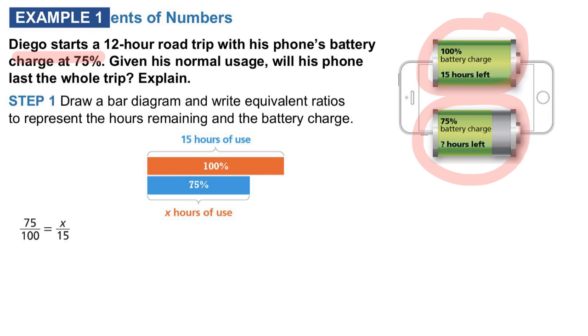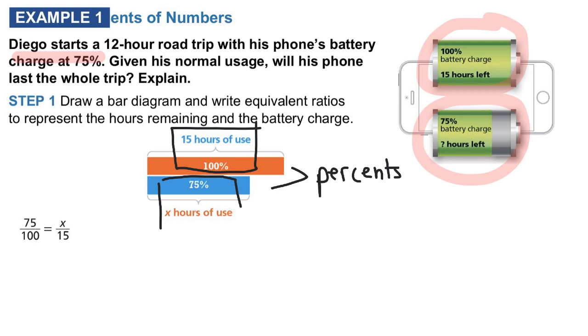The percents are in the center, with 100% being the total, 15 hours of use. So these two go together, but he only has 75%, which is how many hours of use. Now it clearly looks like we have three numbers going on. So if you look, they set up their proportion. So they're going to cross multiply and divide.